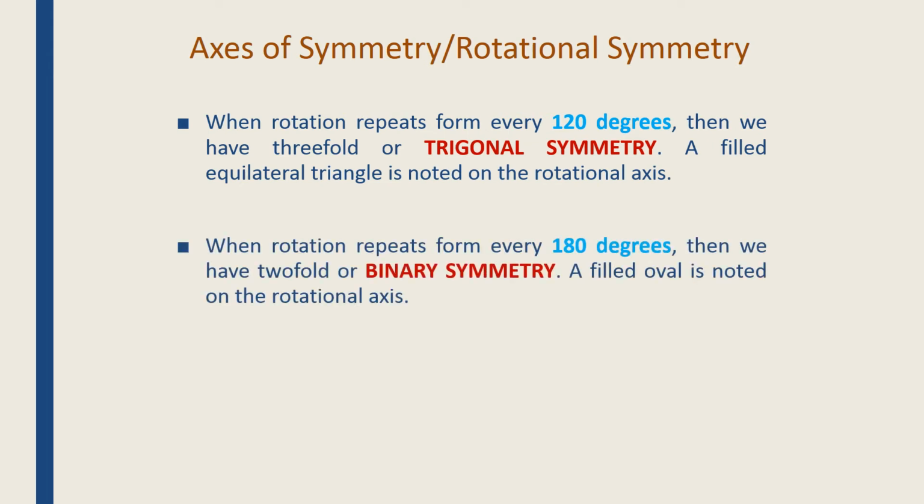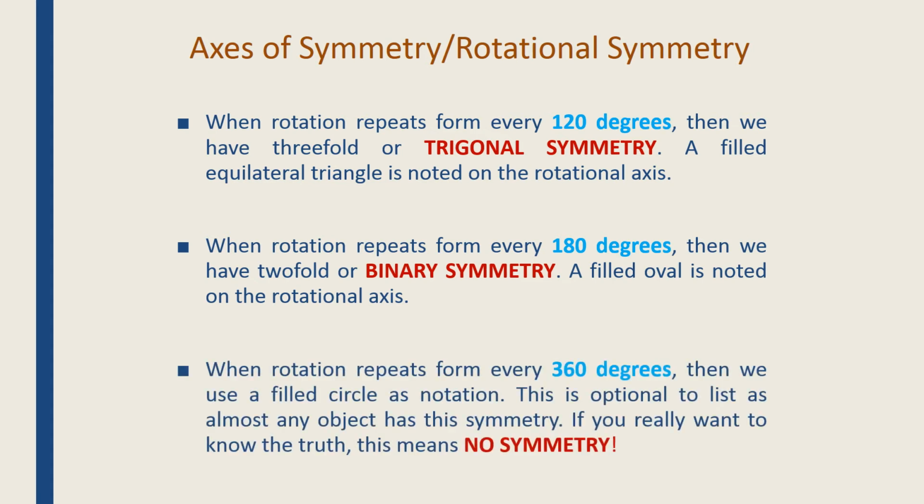And if it repeats itself only 2 times, so it happens every 180 degrees, we call it binary symmetry, and we express that as a filled oval noted on the rotational axis. So every rotational axis we express by a filled shape: square, hexagonal, tetragonal, binary. It has to be filled to express the rotational axis, because if it is not filled, then we call it an inversion axis, which is not in our scope of study here.